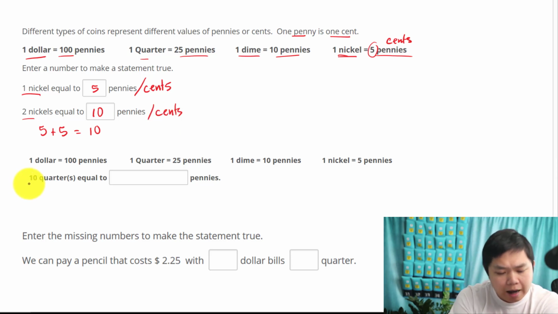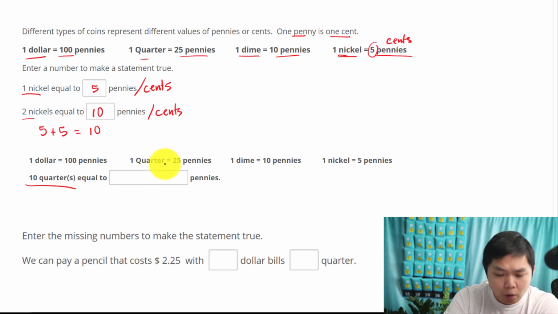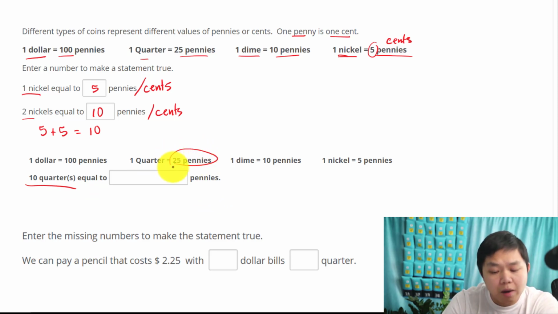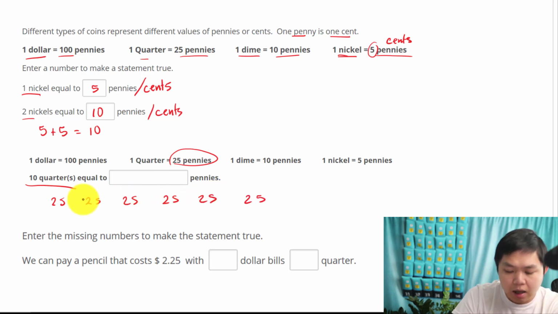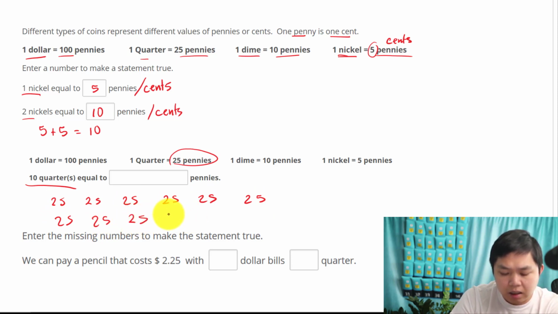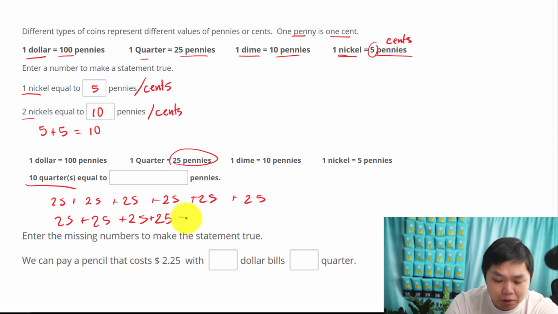Now that you understand why we have different names for different types of coins and bills, let's go back and look at this. We have 10 quarters. That equals how many pennies or cents? Look at quarter. 1 quarter is equal to 25 pennies, right? So I'm going to write 25, 10 times. That's a lot. So we have 1, 2, 3, 4, 5, 6, 7, 8, 9, 10 of 25, and basically add them all up together. Of course, this makes our work a lot easier. So what is 10 of 25? You can add them up or use a calculator.